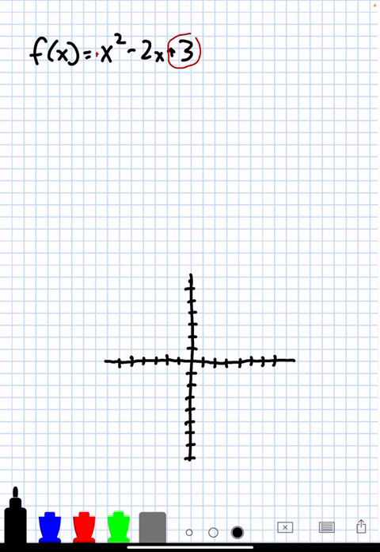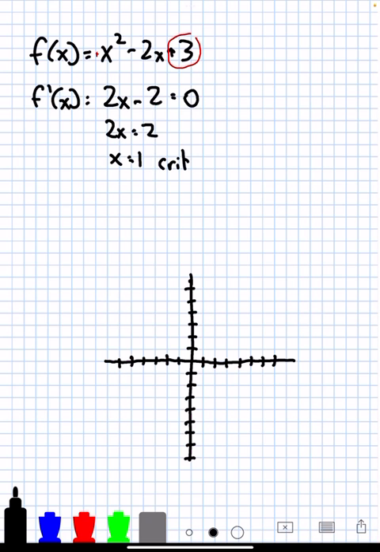So now, the first thing we want to do is find the derivative and set it equal to 0. The derivative of x squared minus 2x plus 3 is 2x minus 2, equal to 0. That means 2x is equal to 2 and x is equal to 1. This is our critical point. The critical point is very, very important.